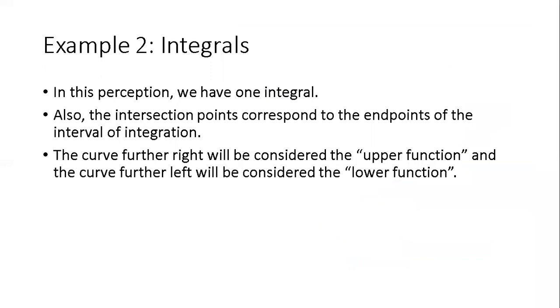And using this, we only have one integral to evaluate because the upper function will always be the upper function over the interval of integration. There's no intersection points over our interval. And then another advantage in this case is that the intersection points correspond to the endpoints of the interval of integration. So if you don't do the rotation, the curve further to the right will be considered the upper function, and the curve further left will be considered the lower function.